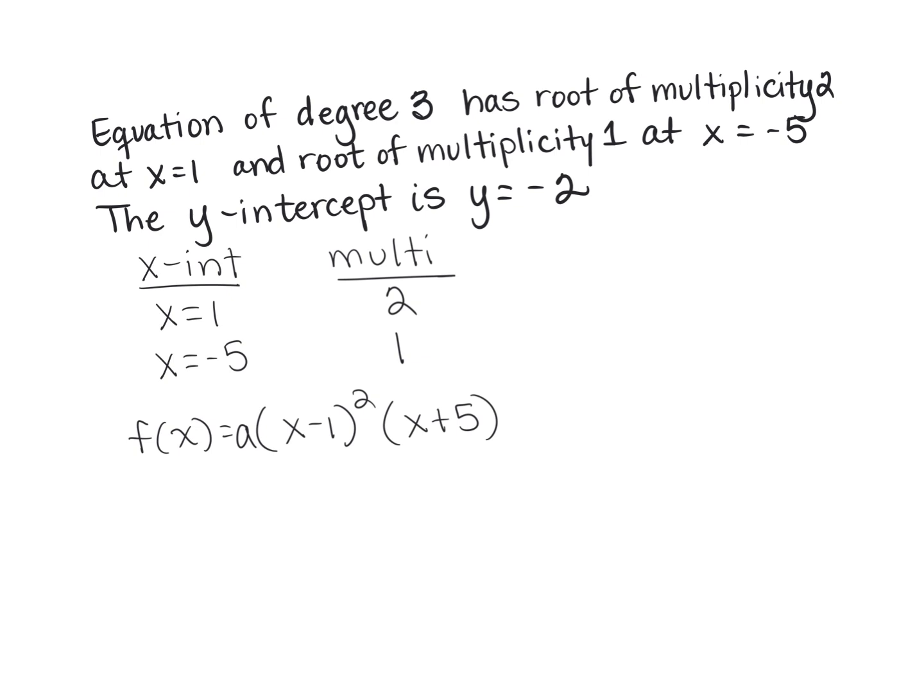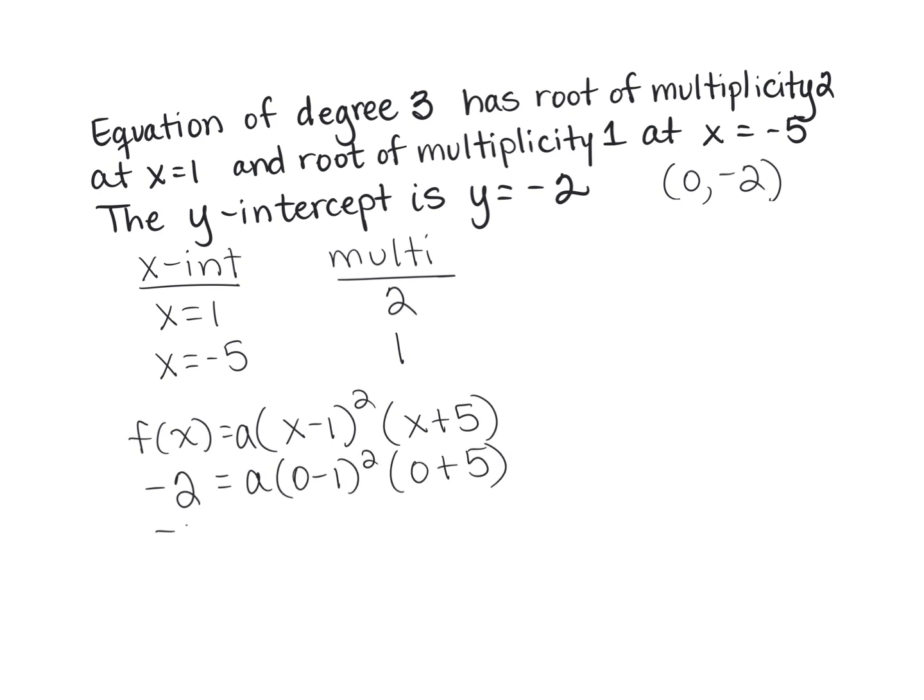And then I have an a value here. Now this one says that my y-intercept is at y equals -2. Well, that means I have the ordered pair point 0, -2 has to be on this equation when I graph it. So that's the ordered pair point I'm going to use to solve for a. So I have -2 is equal to a, and everywhere I see an x, I'm going to plug in a 0.